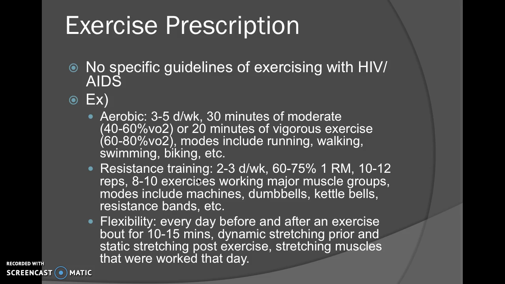Then for resistance training, we have 2 to 3 days a week, 60 to 75% of their 1 rep max, doing 10 to 12 repetitions, 8 to 10 exercises working the major muscle groups of the body, and some modes include machines, dumbbells, kettlebells, resistance bands. You can even do body weight if it will meet the percentage of 1 rep max and meet the intensity.